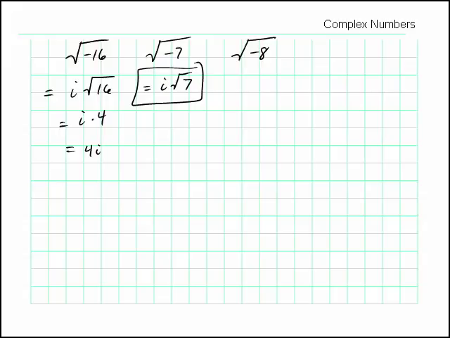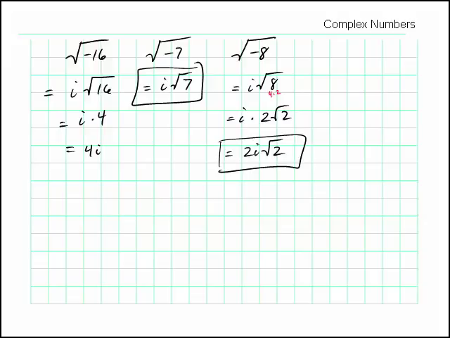Square root of -8. That's the imaginary number i square root positive 8. If you can simplify what's under the radical, you need to do that. Since 8 is 4 times 2, square root 8 simplifies to 2 square root 2. And so my answer is 2i square root 2.